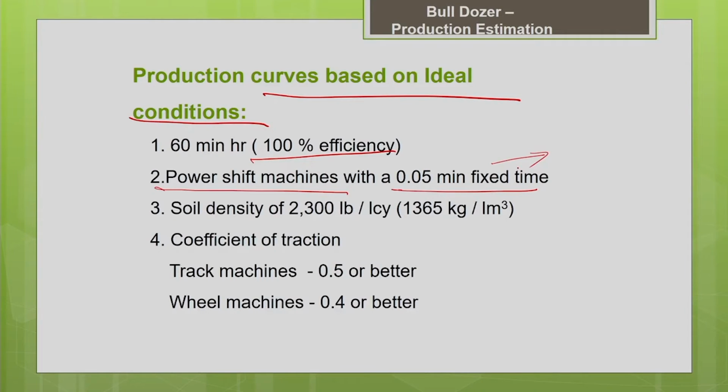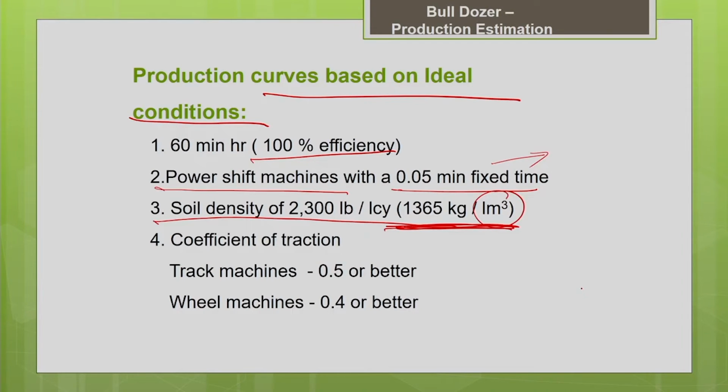It may be 0.1 minute. So, you have to apply the correction factor accordingly. And the curve is valid only for a soil density of, say, 1365 kg per meter cube, loose meter cube. It is given in the loosened state, 1365 kg per meter cube.